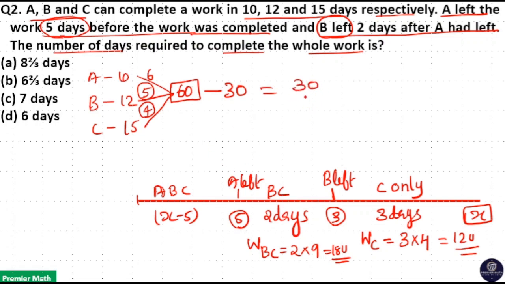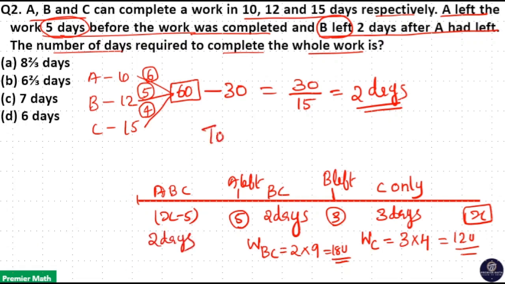This 30 unit work is completed by ABC. So ABC efficiency is 6 plus 4 plus 5, which is equal to 15. 30 by 15 is equal to 2. So 2 days ABC were working together. So ABC worked for 2 days. Now total number of days.